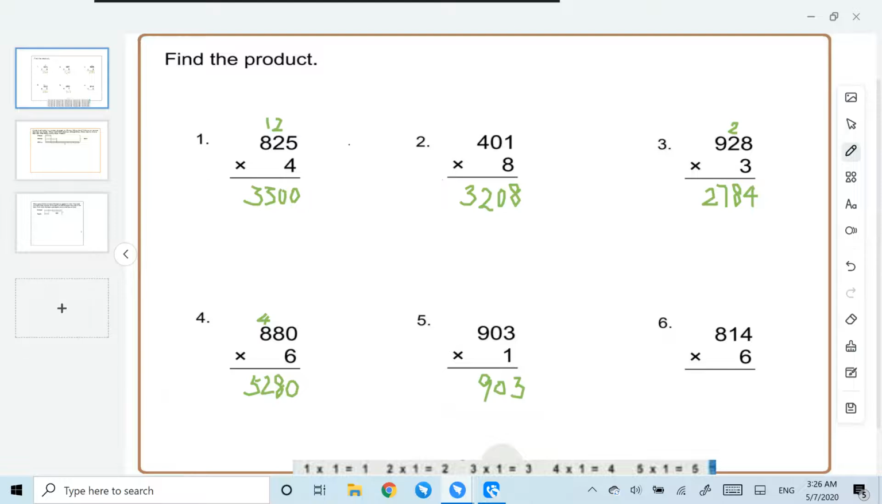Number 6, 6 times 814. 6 times 4 equals 24. 4 stay in the line, 2 goes up. 1 times 6 equals 6, plus 2 equals 8. 8 times 6 equals 48. The answer is 4,884. Okay, it's quite straightforward.